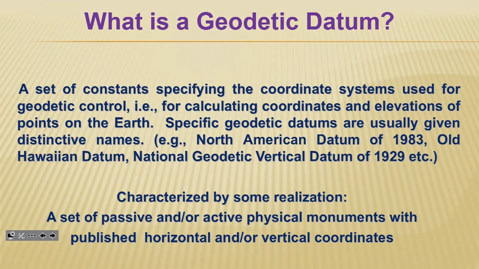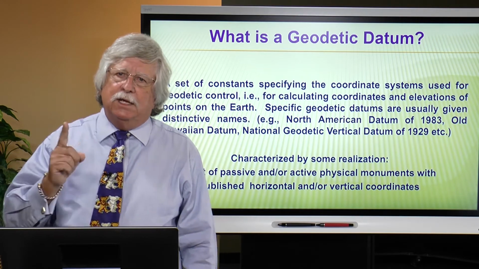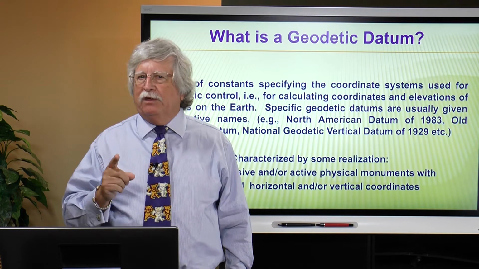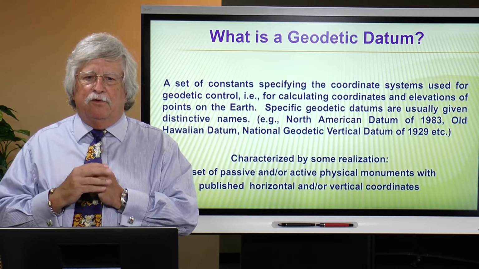It's given a name. So for the horizontal datum, the North American Datum of 1983, NAD 83, is the singular coordinate system that defines the entire United States. And that includes everything from Maine to California, Alaska to Florida, American Samoa, Guam, Puerto Rico, the Virgin Islands, the Northern Marianas. So the entire United States and all of its territories are covered by one single horizontal datum. Historically, that was not true. And again, I'll talk about that a little bit later on in this session.